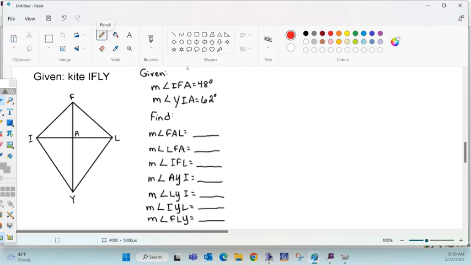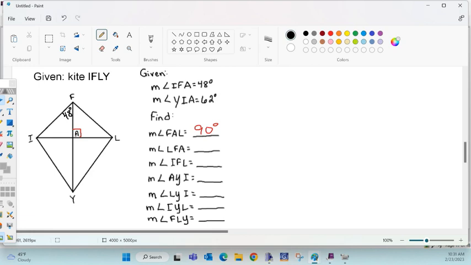So who can give me FAL? I can. What is it? 90. Because these pieces have to be perpendicular, so this one has to be 90 degrees. So then we have some other information. I want to put in that IFA is 48 degrees.